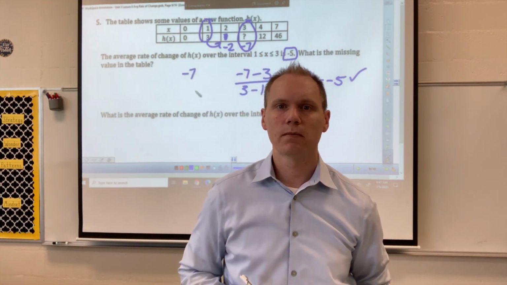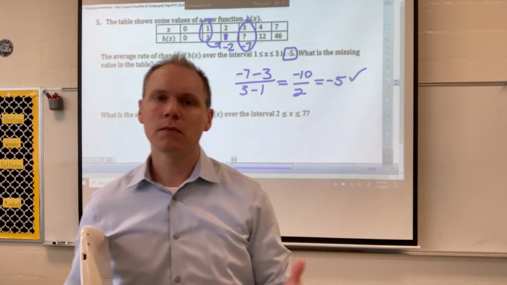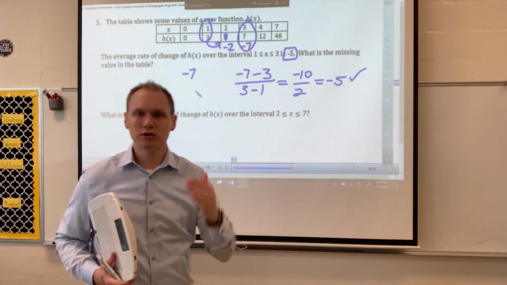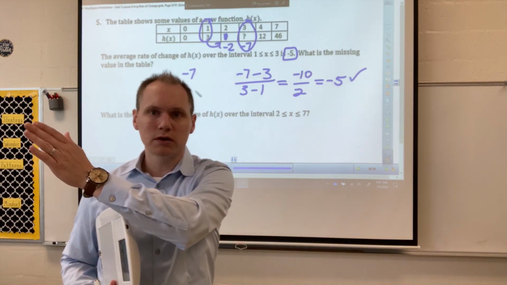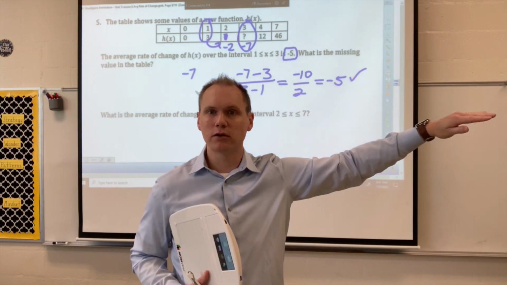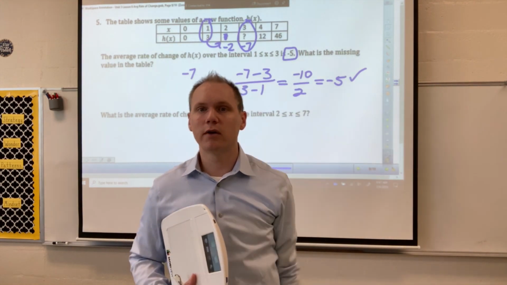So I know it's a little confusing. There are other ways to do this type of problem, but to me the easiest way is just to start from the first point, and go down at a constant rate until you get to that missing value and find out what that value should be.